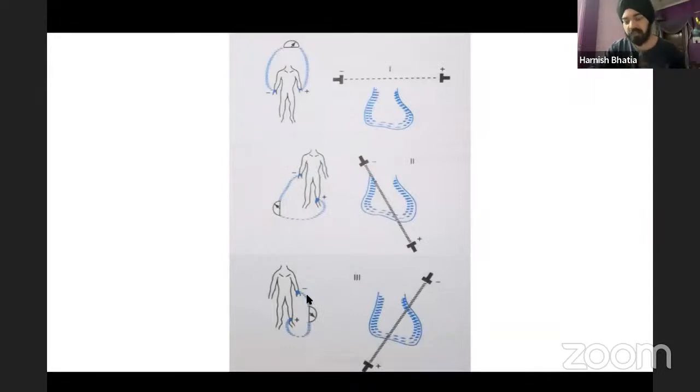Okay. Similarly, if you assume the negative electrode is the left upper limb and the positive electrode is the left lower limb, then in this direction you'll get another lead. This is lead 3. So these are the 3 bipolar leads which we have. Remember their directions. Lead 1 is almost horizontal. Lead 2 is towards the left and down, and lead 3 is towards the right and down. This is going to be important. We'll see it later, so just remember it. Okay. I hope the bipolar leads are clear.